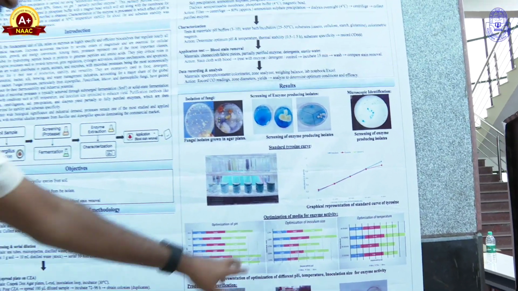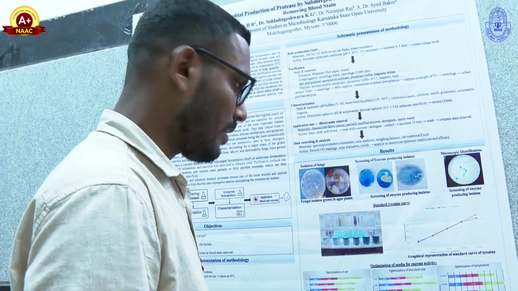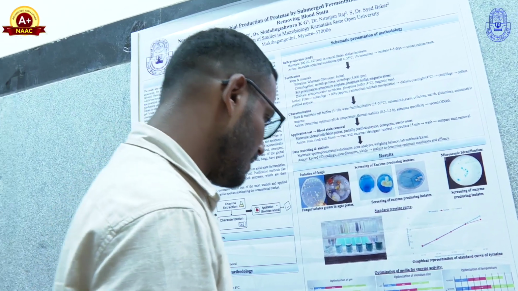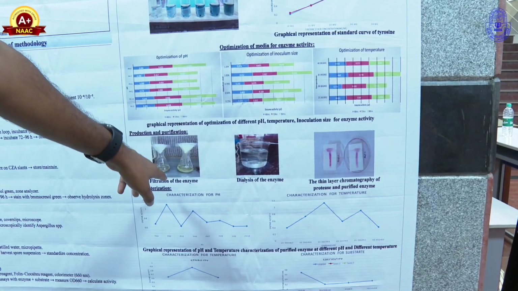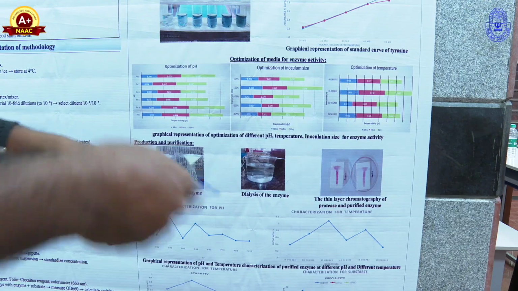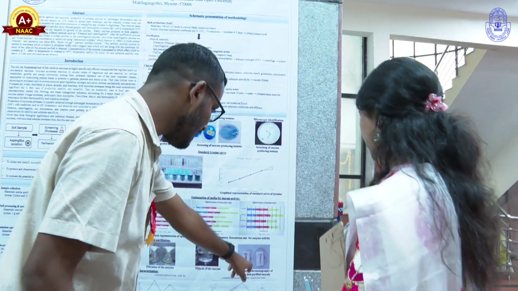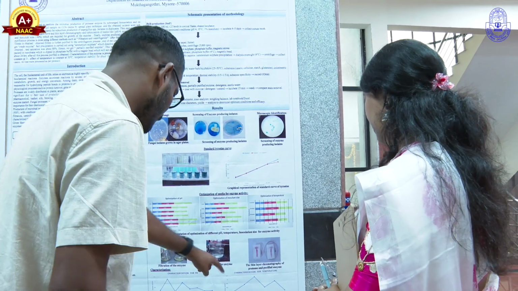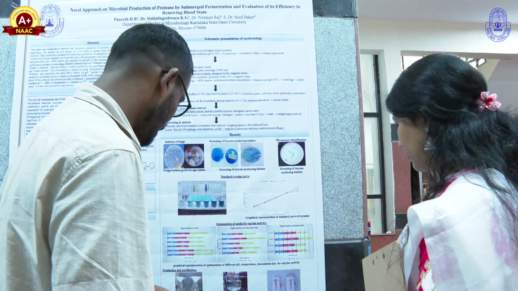Next is the optimization of the medium for enzyme activity, in which we maintain the temperature, and the enzymatic activity we can know. In production and purification, first this is the filtration. What we extracted using filter paper, then thin layer chromatography, where volatile and non-volatile compounds are separated. These are the graphs we calculate, like temperature and enzymatic activity.